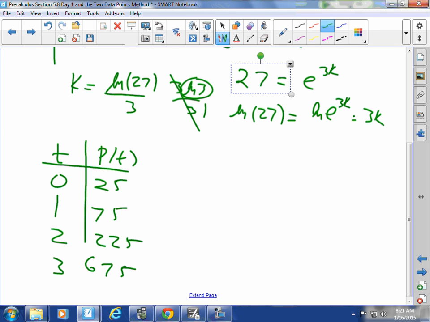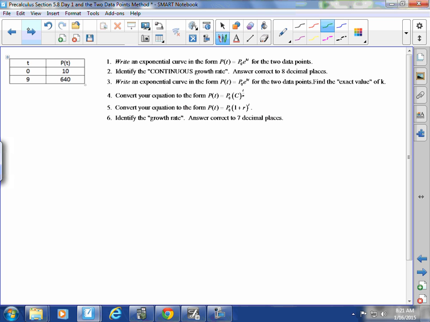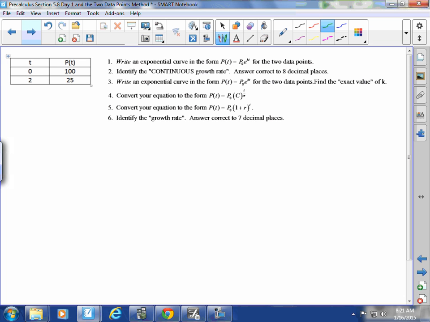Now all that other work is just algebra once you have k. Finding the growth rate and things like that is just busy work. Let's do one where we're diminishing, where we're decreasing exponentially, and you'll see that it's the exact same process. So I'm skipping down to the table where we've got 0, 100 as our initial point and 2, 25 as our second data point. So we're going to start out right away with the amount present at any given time is 100 times e to the kt.